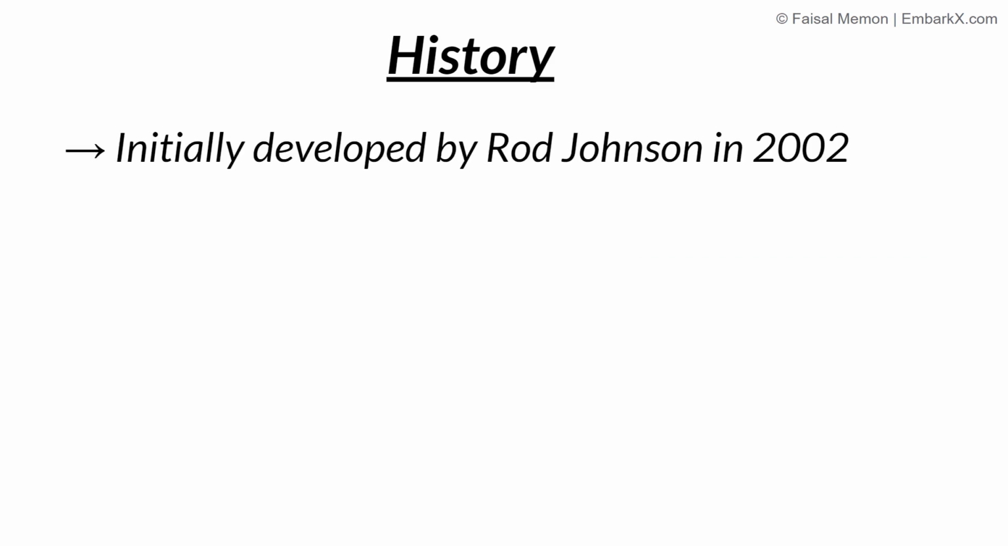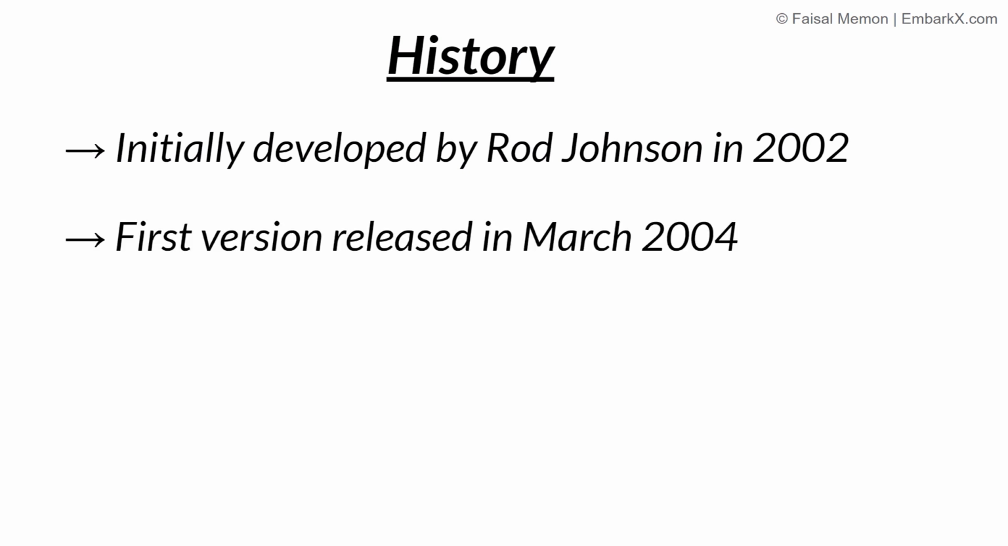Let's talk a bit about the history of Spring Framework. Spring Framework was developed initially by Rod Johnson in 2002. Johnson's goal was to create a lightweight alternative to Java Enterprise Edition, which is JEE, and he released the first version of Spring Framework in March 2004 with lots of core features. The goal of Rod Johnson was to simplify development with JEE and provide a lightweight approach to it. And that is what the Spring Framework was.